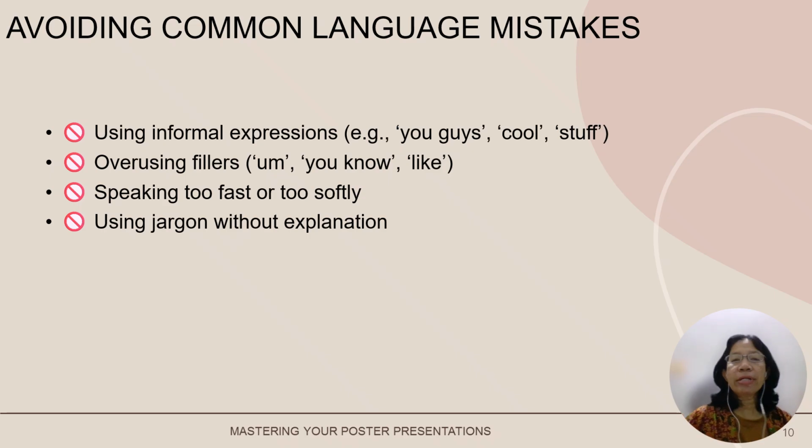The third mistake relates to your delivery: speaking too fast or too softly. If you rush, your audience can't process the information. If you speak too quietly, they stop listening. You need to project your voice and speak at a steady, moderate pace. Record yourself practicing to identify and correct your natural tendencies.